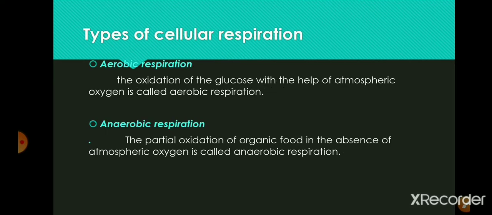Mostly this cellular respiration we can also divide into two types: the first one is aerobic respiration and the second one is anaerobic respiration. Aerobic respiration is the oxidation of nutrients in the presence of atmospheric oxygen to obtain energy in the form of ATP molecules. It is the process of cellular respiration that takes place in the presence of oxygen gas to produce energy from food.